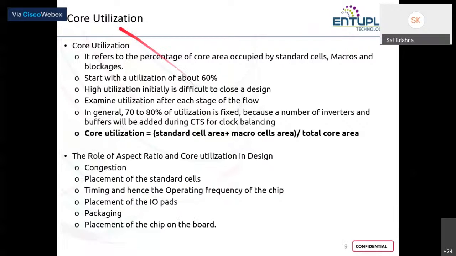So this is one of the three factors that determines the quality of your floor plan. Now, apart from utilization, you also deal with aspect ratio. So aspect ratio, to keep it simple, is the ratio of vertical height to horizontal width.